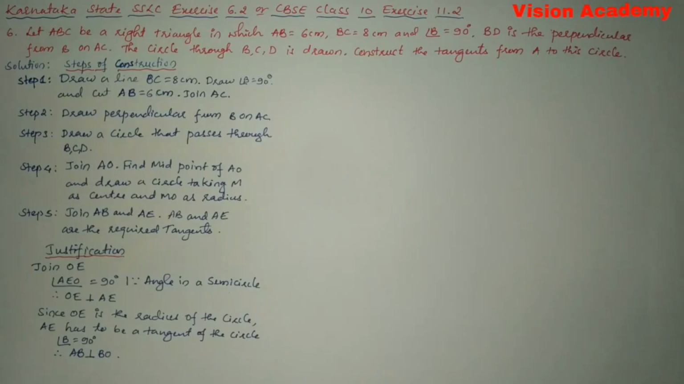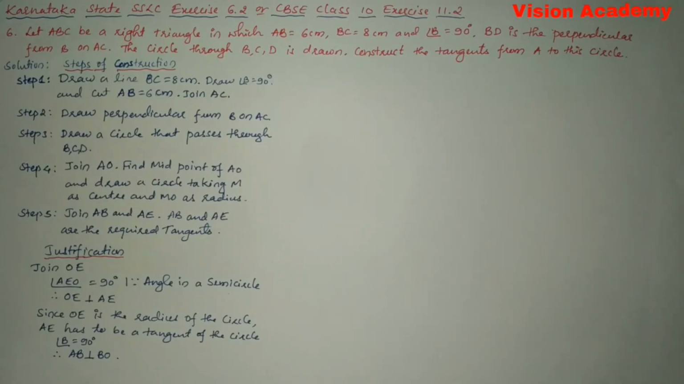Question number 6. Let ABC be a right triangle in which AB is equal to 6 cm, BC is equal to 8 cm and angle B is equal to 90 degrees. BD is the perpendicular from B on AC. The circle through B, C, D is drawn. Construct the tangents from A to this circle.